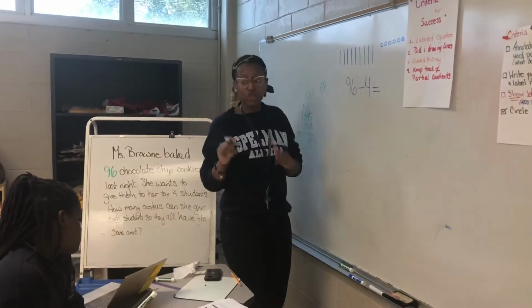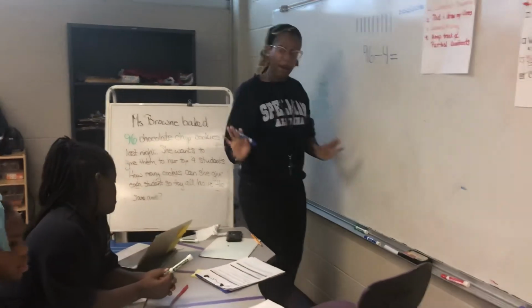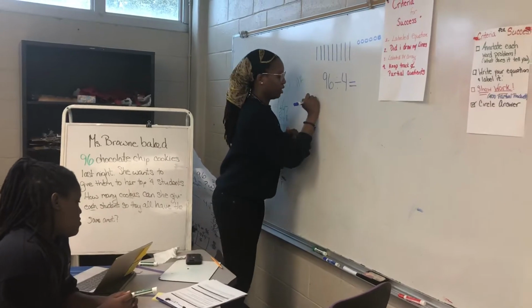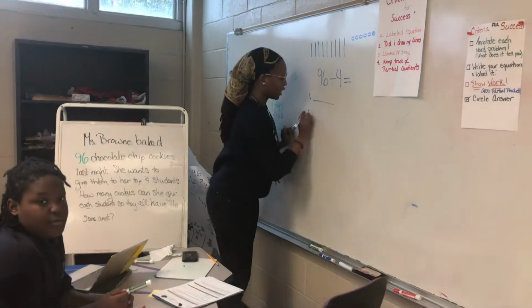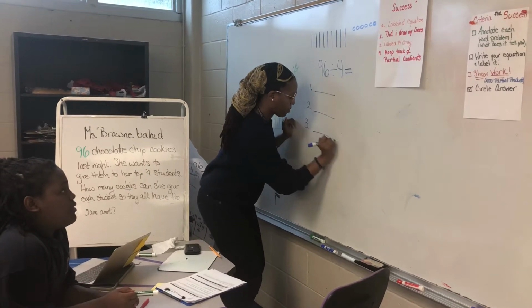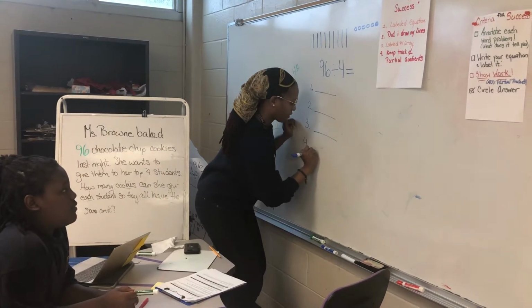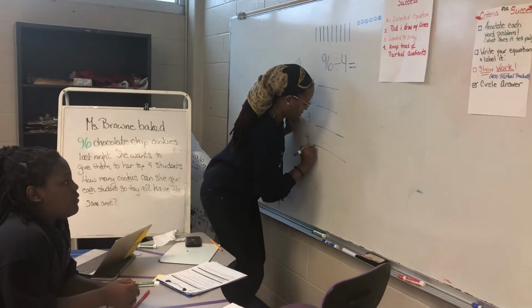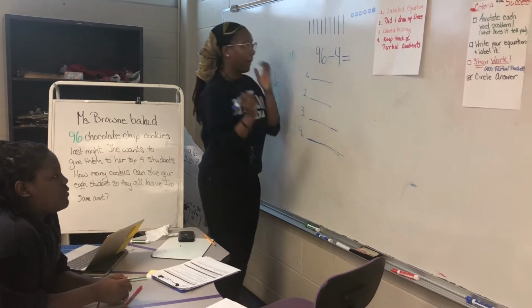Students, I want to make sure each student has the same amount. We don't want any drowning, okay? So, let's make a row for each student. Make sure each student is going to get the same amount. 4. Okay? Good.